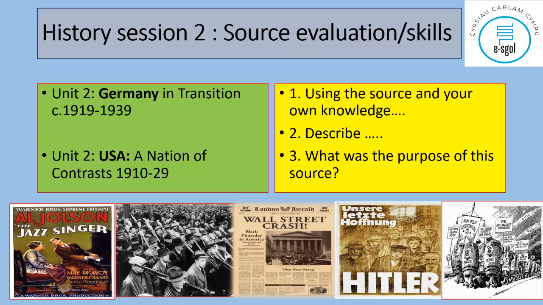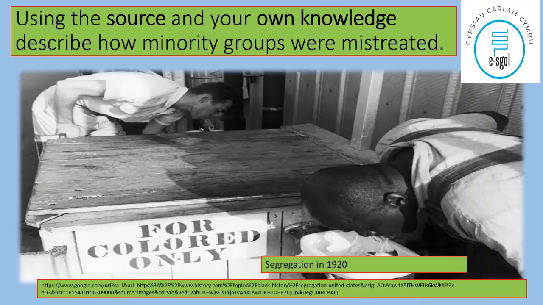So I'm going to start with looking at a typical question 1. Now, question 1s are fairly straightforward, and if you follow the trend properly and the method, you should score pretty highly. They're worth 6 marks, and as you can see, I put an example from the USA question. Using a source and your knowledge, describe how minority groups were mistreated.